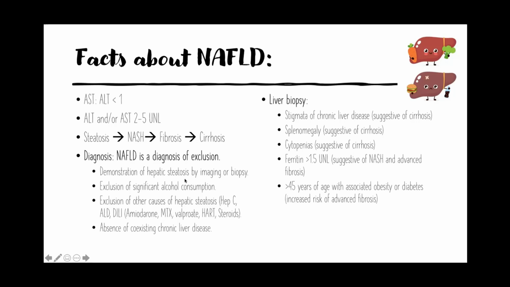We need to exclude other causes, because we can see steatosis in other liver injury, including alcoholic liver injury, sometimes hepatitis C, and DILI, drug-induced liver injury due to amiodarone, methotrexate, valproate, and steroids. And we also need to exclude other reasons for chronic liver injury, including genetic, autoimmune, and viral. Sometimes we do liver biopsy for patients who have stigmata of chronic liver disease or cirrhosis. This patient opts not to do it.